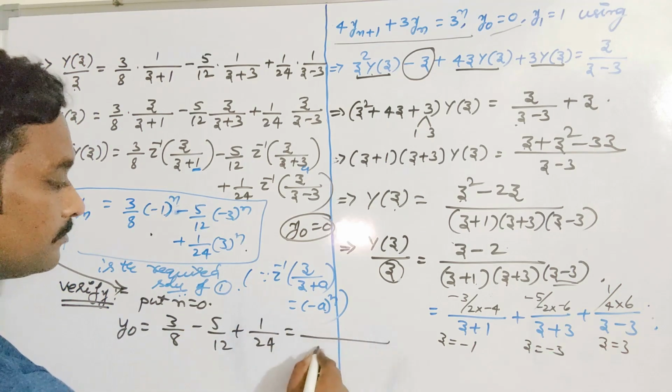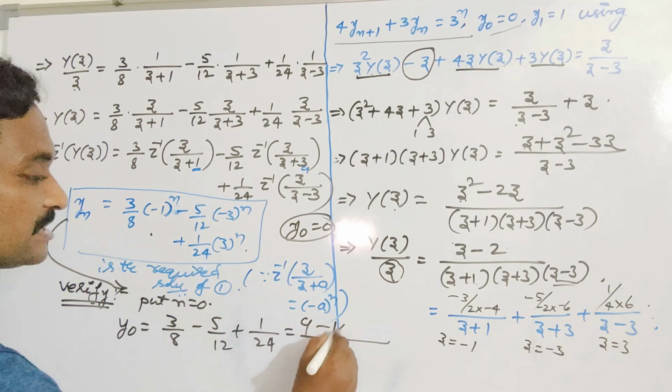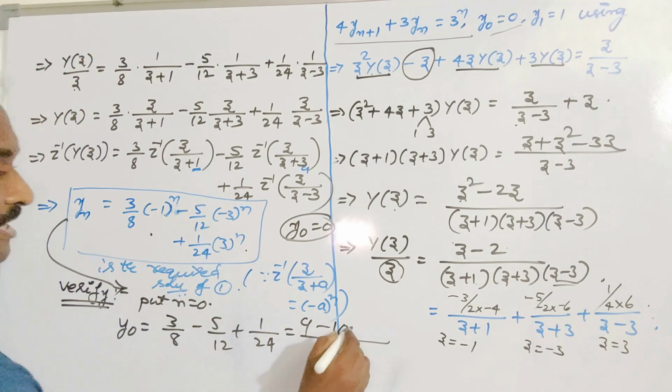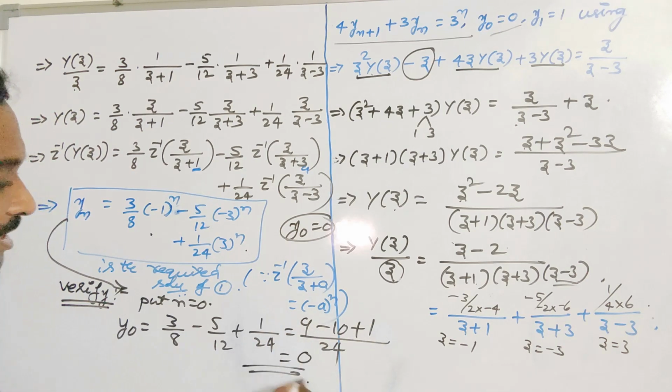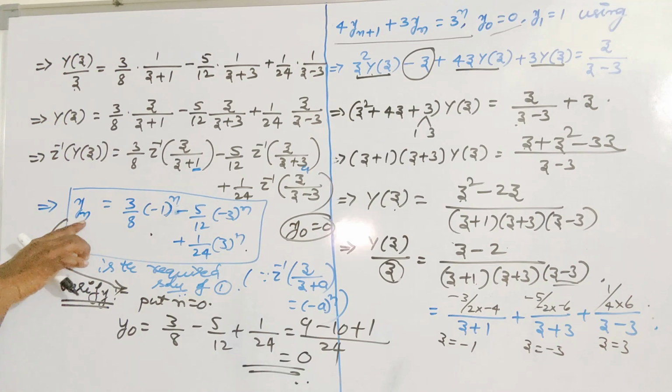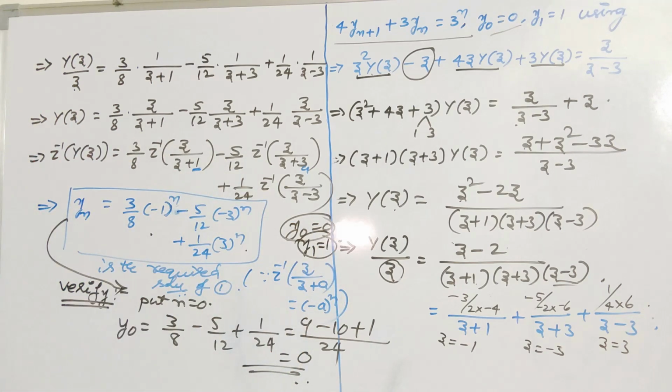So what is the LCM? 24 is the LCM. 3 times 3 is 9. Here 2 12s are 24, that's why you should multiply this numerator with 2. 2 5s are 10. And finally 1 times 1. So we are observing that 9 plus 1 is 10, 10 minus 10 is 0. 0 by 24 is 0. Okay, if you replace n is equal to 1, surely you will get y1 is equal to 1, which is the second condition. If you have interest, you can check the second condition also.